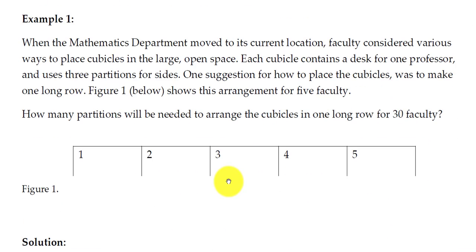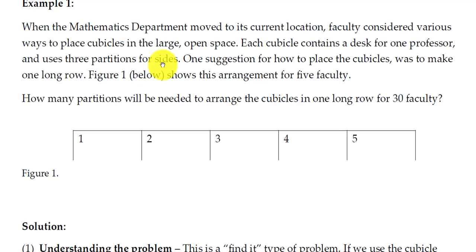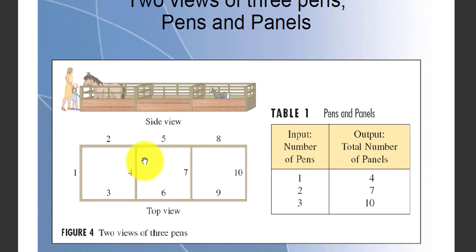So example 1. The math department moves to its current location. This is kind of a true story, actually. We were trying to figure out ways to set up our cubicles. It looks like this is one suggestion, right? So think of this as a panel, right? 1, 2, 3 panels. So if I just had one person, I would need 1, 2, 3 panels or 3 partitions. To help visualize what a panel or a partition might look like, I have something like this, right?